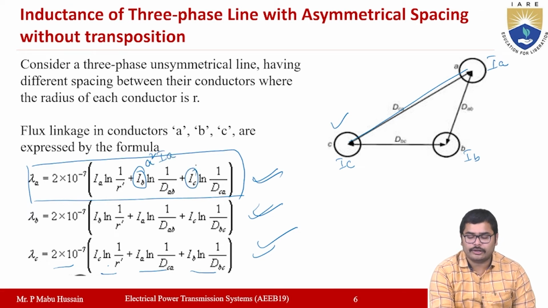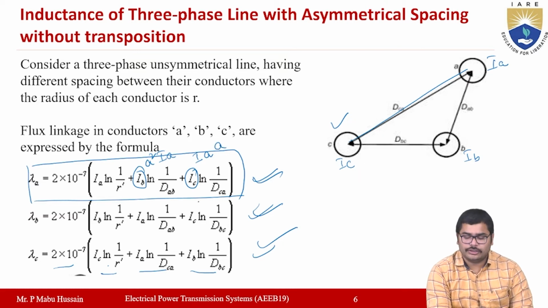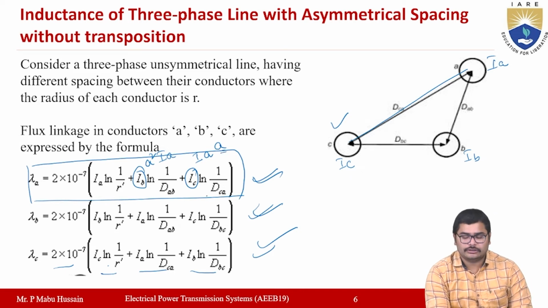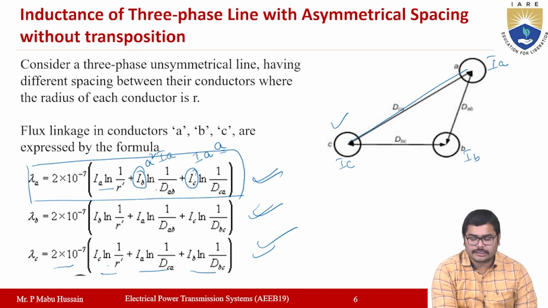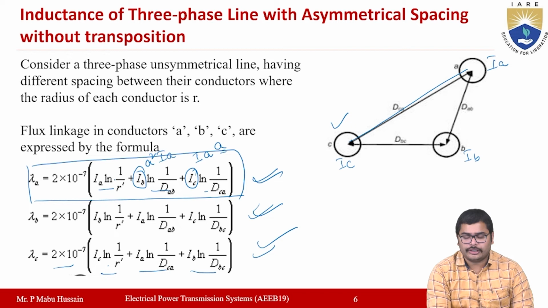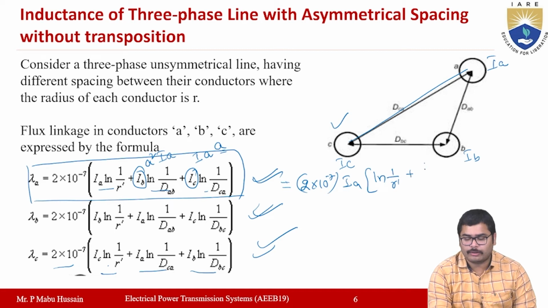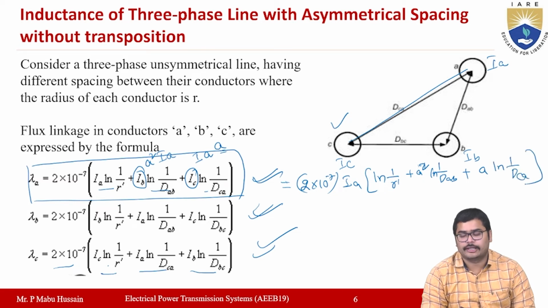In place of IC you can write A into IA. Now, after writing the values of IB and IC in terms of operator A, in all three terms you have IA as common, so you can take IA common. Then this equation can be written as 2 into 10 power minus 7 into IA into [ln 1 by R dash plus A square into ln 1 by DAB plus A into ln 1 by DCA] you will get.